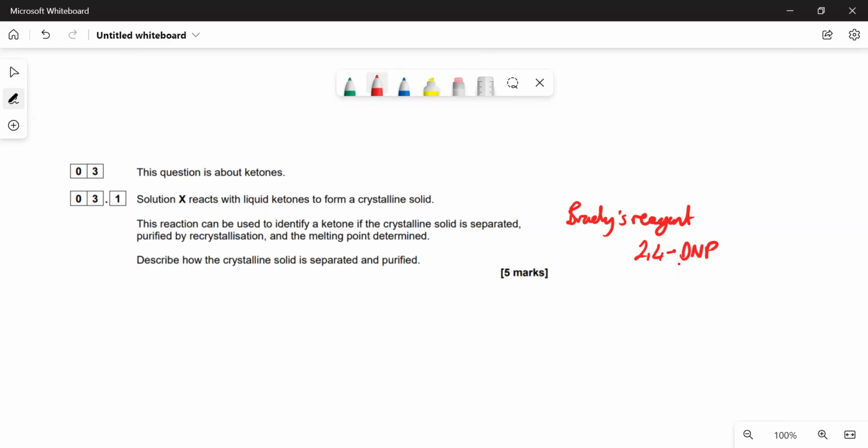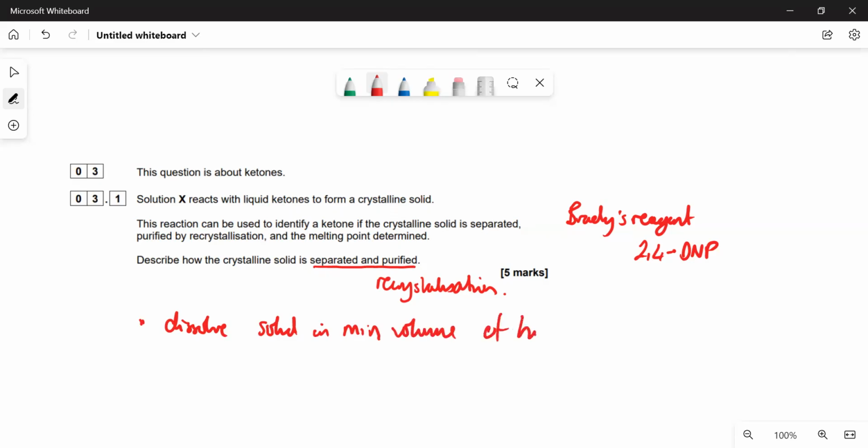But all we're asking here is, how is the crystalline solid separated and purified? Well, it's going to be purified by recrystallization. 5 marks here. So what are the essential points to recrystallization? Well, the first thing is it relies on the fact that things tend to be a lot more soluble in hot solvents than in cold solvents. So first of all, you dissolve the solid in the minimum volume of hot solvent. That's really important, that you say both those things: minimum volume and hot.